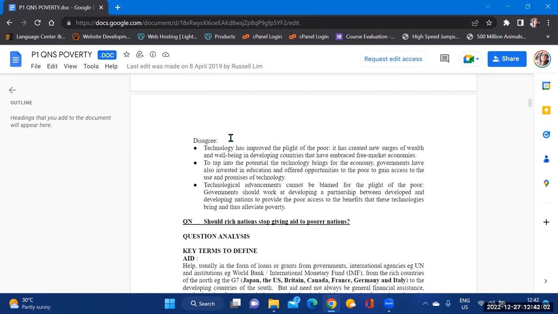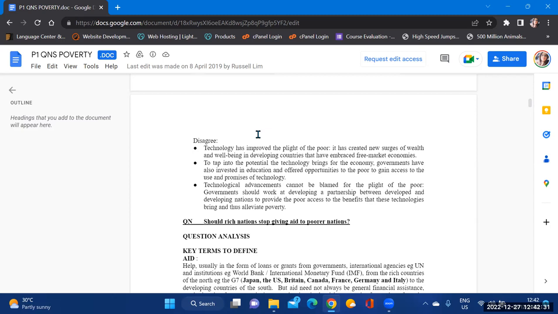On the other hand, if you disagree and say that, no, the digital divide is not to be blamed for the worsening of poverty, technology has improved the plight of the poor. It has created new surges of wealth and well-being in developing countries that have embraced free market economies. To tap into the potential the technology brings for the economy, governments have also invested in education and offered opportunities to the poor to gain access to the use and promises of technology.